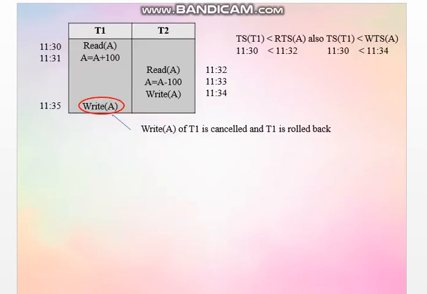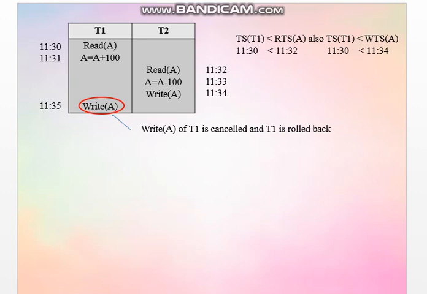For writing purposes, consider this particular example. We have transactions T1 and T2. Transaction T1 has a timestamp 11:30, whereas the timestamp of T2 is 11:32. Transaction T1 having timestamp 11:30 means it is the transaction which came first. And then transaction T2, because it has timestamp 11:32, has to be executed after T1.